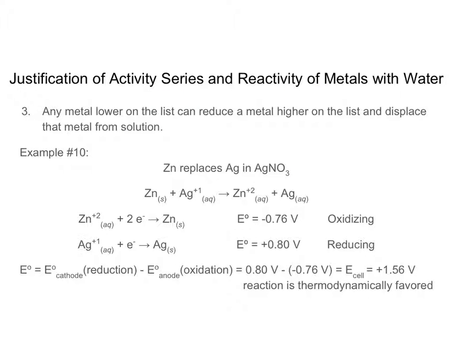Now this is the one that you're really familiar with. This is the one that says any metal lower on the list can reduce a metal higher on the list and displace that metal from solution. So zinc replaces silver in silver nitrate. So here's your formula for the chemical equation.